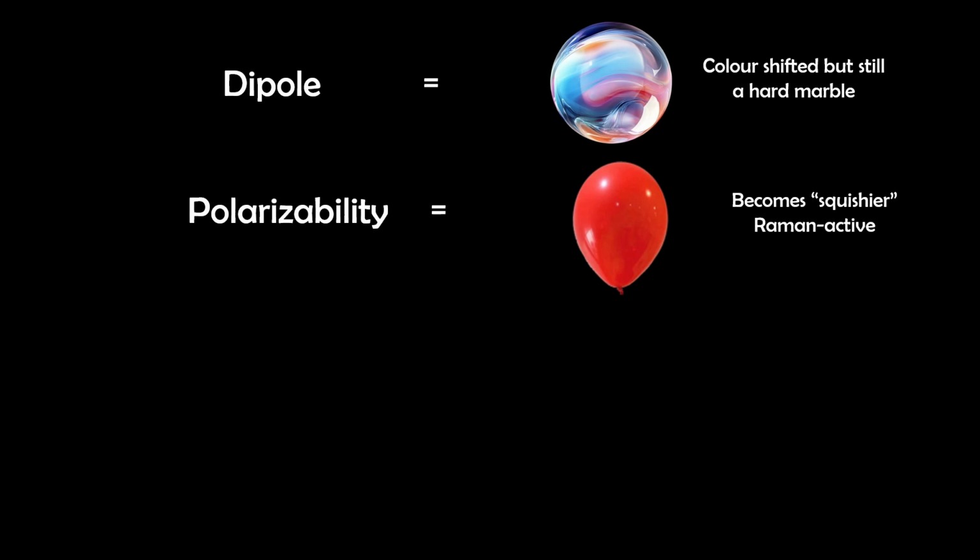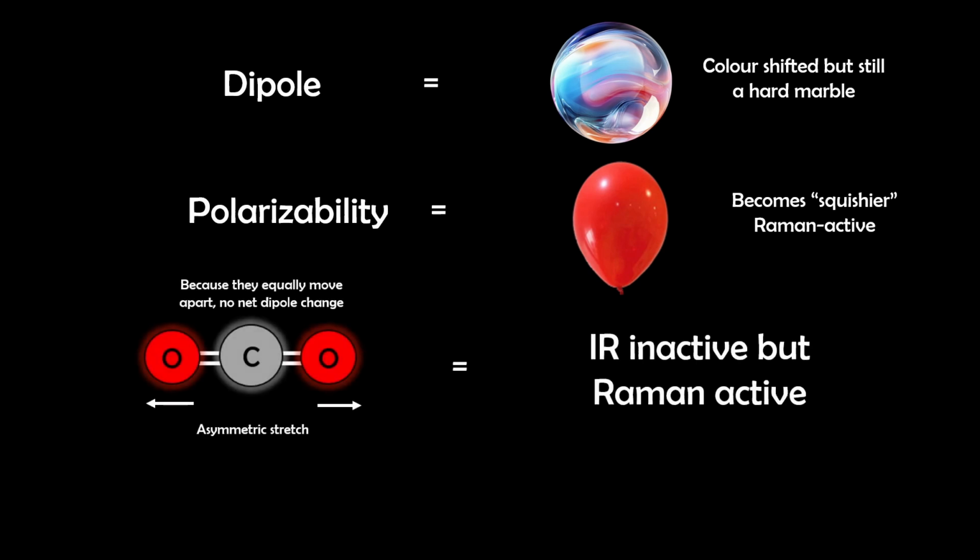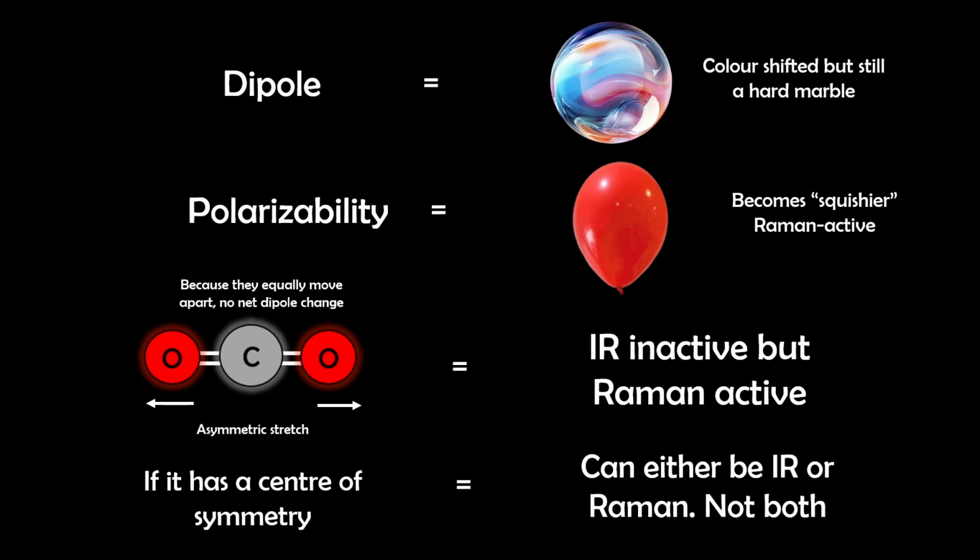The electron density is more spread out and becomes squishier and interacts more strongly with light, producing Raman scattering instead of IR. The symmetric stretch of carbon dioxide is a classic example. It doesn't change the dipole moment and is therefore IR inactive, but it does change the polarizability, making it Raman active. Many vibrations can be both IR and Raman active. However, for molecules with a center of symmetry, the mutual exclusion principle applies, which is vibrations that are IR active are Raman inactive and vice versa.